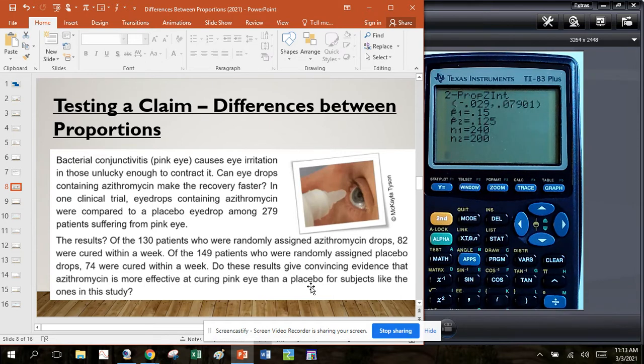So the question then becomes, can eye drops containing azithromycin, hope I pronounced that right, make the recovery faster? So in one clinical trial, eye drops containing azithromycin were compared to a placebo eye drop among 279 patients suffering from pink eye. The results, well, of the 130 patients who were randomly assigned those drops, 82 were cured. And of the 149 who were given the placebo, 74 were cured. So this time, do these results give convincing evidence that azithromycin is more effective at curing pink eye than a placebo for subjects like the ones in this study?